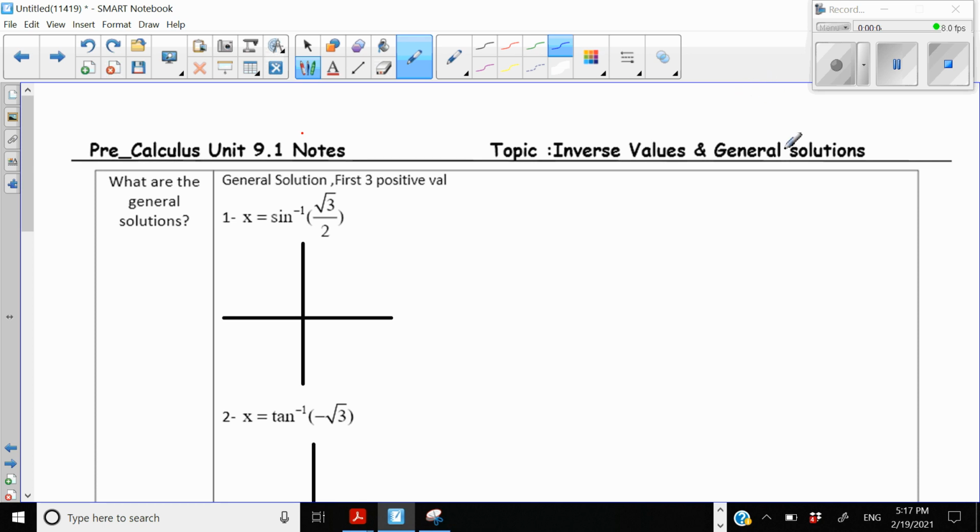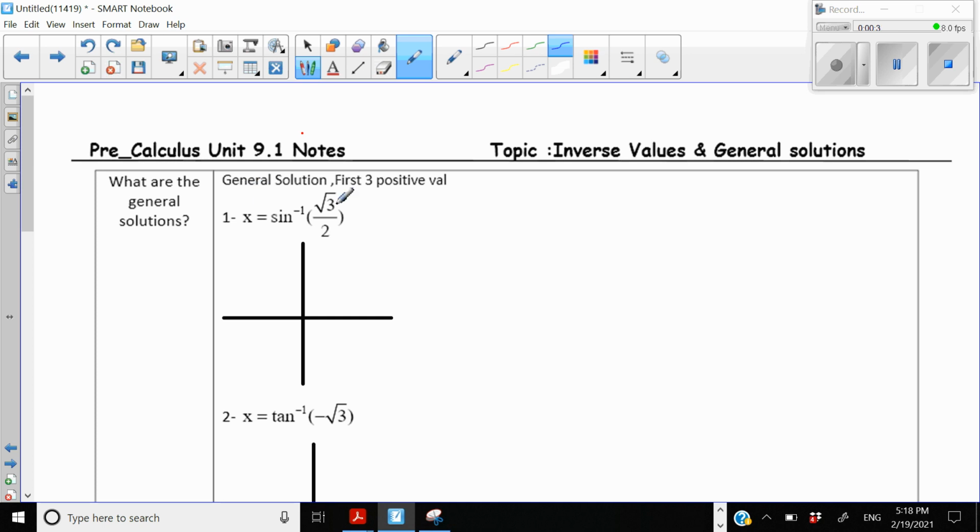Hi everyone, let's work on general solutions together this time. We have learned before how to find inverse values for angles between 0 and 2 pi. So when we solve this problem, we're going to find two answers for this one. But today we're going to learn that there are not only two answers, but there are infinite number of answers, and we're going to learn how to find a general solution.